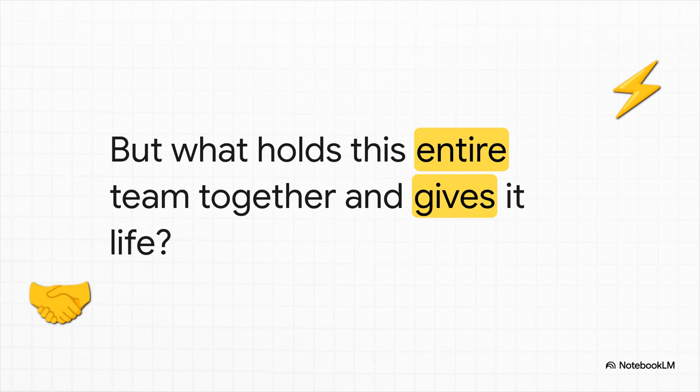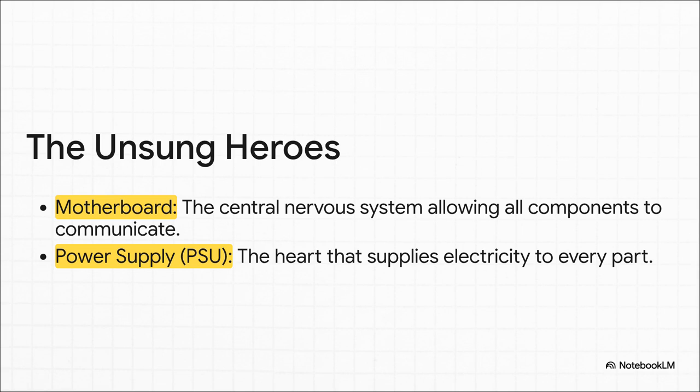So, you can find your CPU, your RAM, your storage, but a list of parts doesn't make a computer, does it? We're missing the real unsung heroes of the operation, the two crucial components that hold this entire team together and actually give it life. First is the motherboard. Think of it like the central nervous system. It's the giant circuit board that everything plugs into, allowing the CPU to talk to the RAM to talk to the storage, and so on.